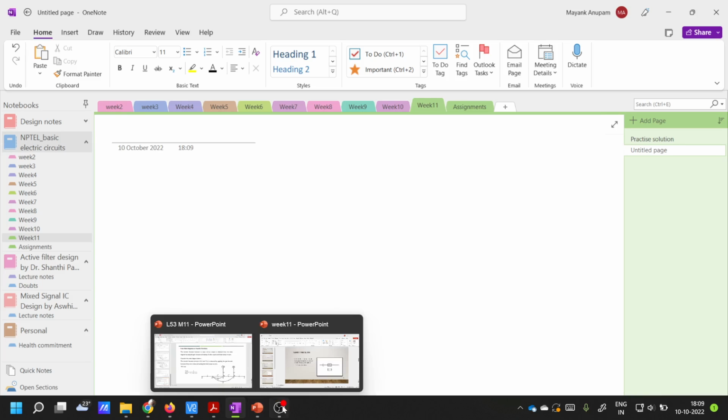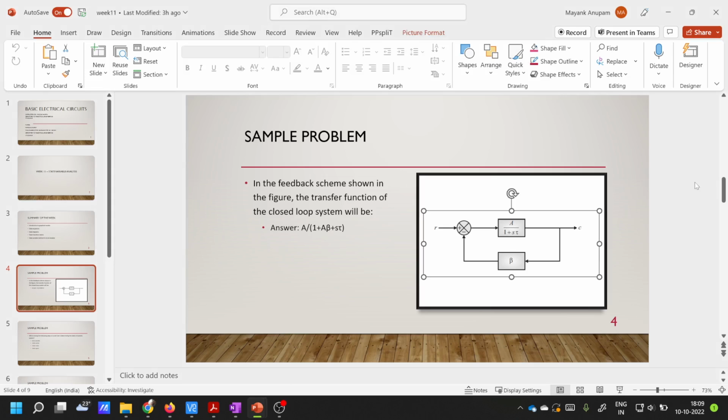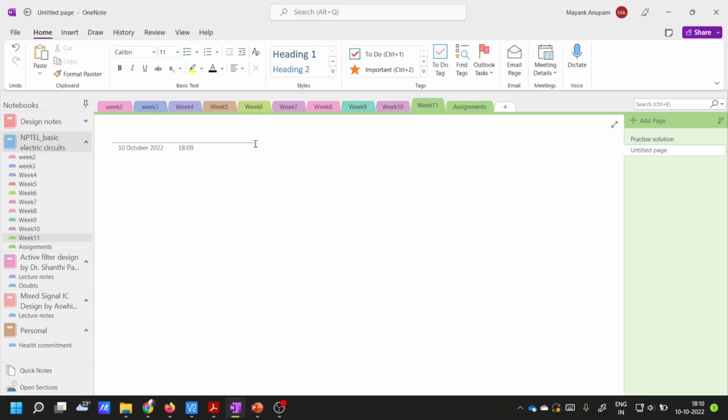Yeah. So the first question is, in this feedback system, you see there is an input signal R and output C. There is a direct forward path from R to C, and there is also a feedback path using the feedback factor beta, right? So this is the feedback system. In this feedback system, we have to find the transfer function of the closed loop system. So what will be the transfer function of this closed loop system? The answer is already given, but let's solve this.